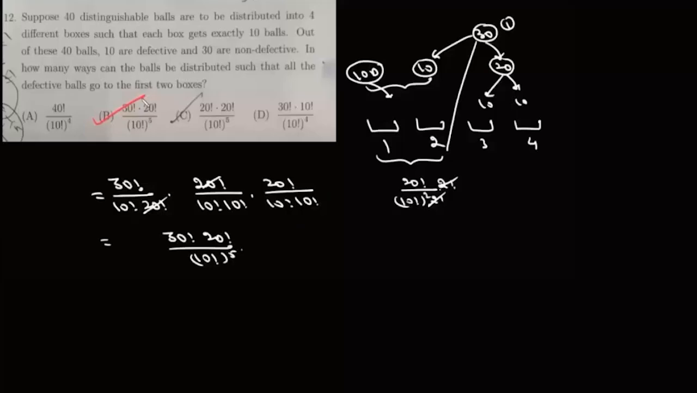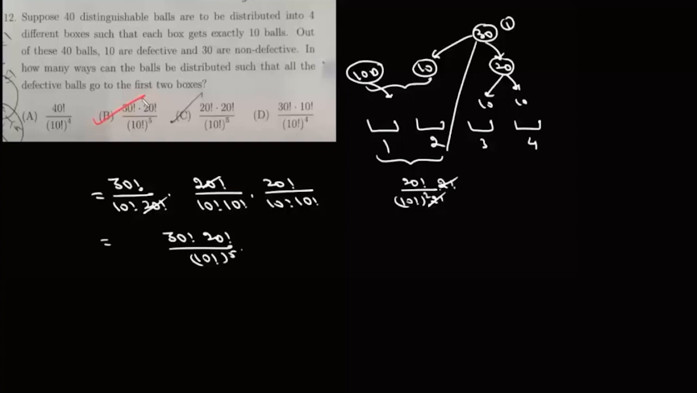Any other questions? There are 40 distinct balls which are to be placed in 4 distinct boxes, such that each box has 10 balls, and out of these 40 balls, 10 are defective, and these 10 balls are to be distributed in the first 2 boxes. Now we need to find how many ways it can be done.